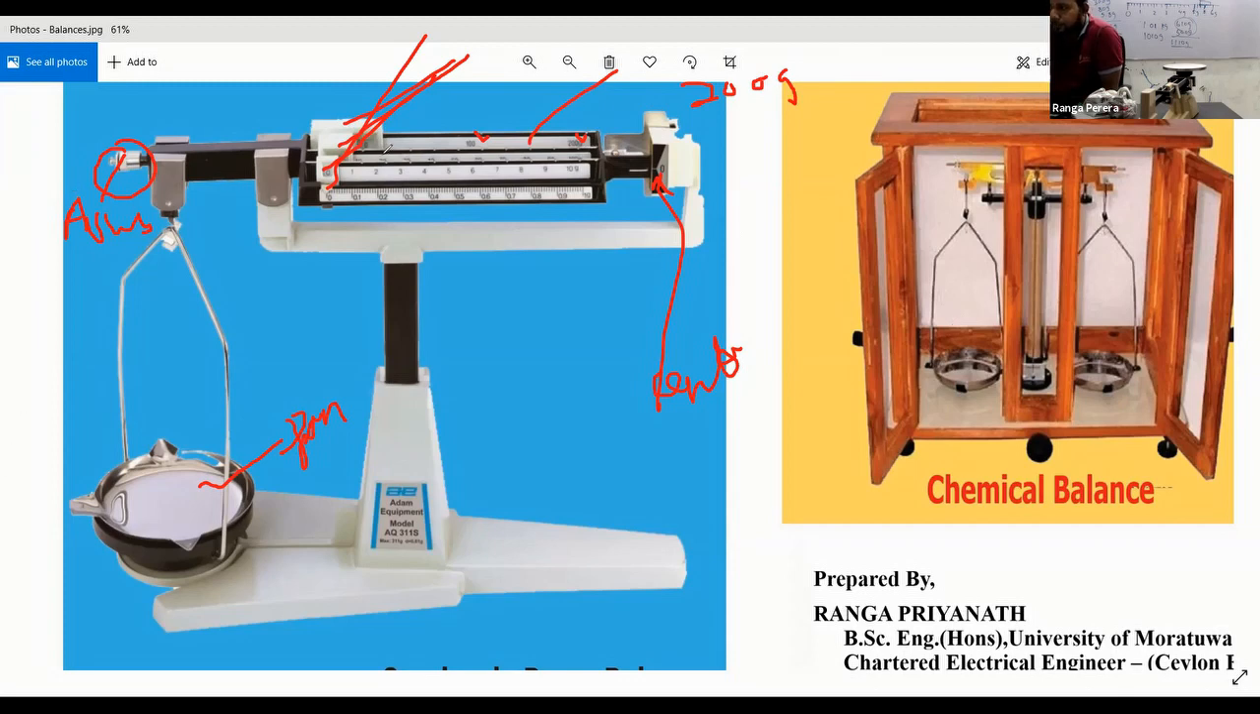The second beam is this. 10 gram, 20 gram, 30 gram notch, 40 gram, up to 100 gram. The second beam provides the value up to 100 gram.